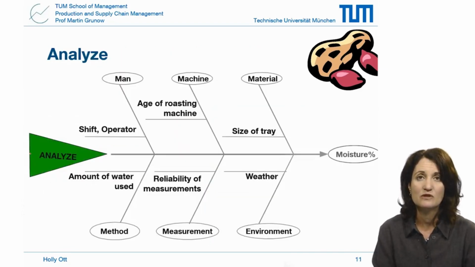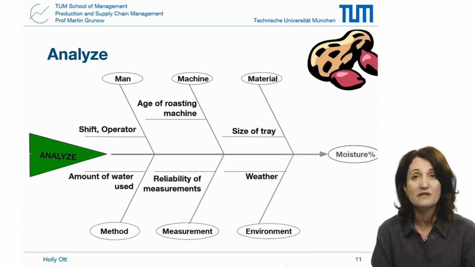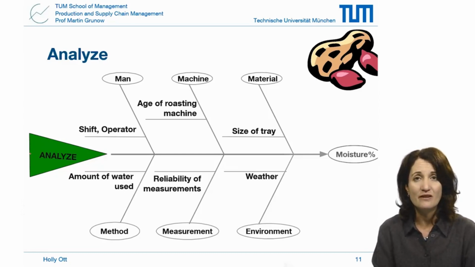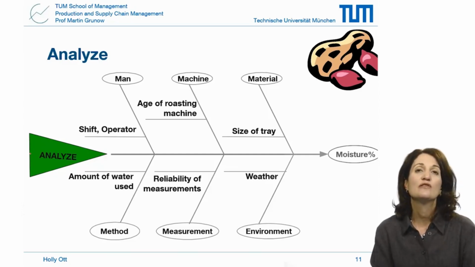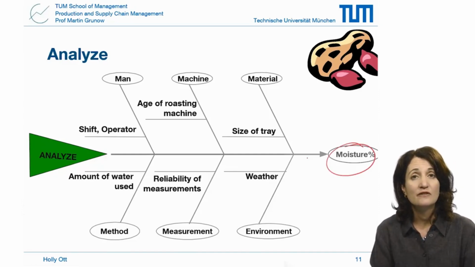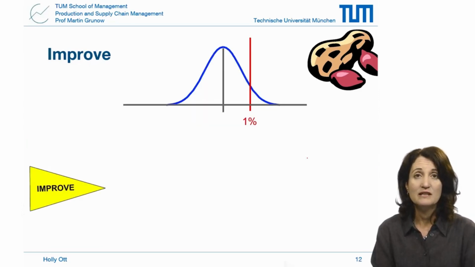In Analyze, we're going to be formulating causal hypotheses. So, what happens if we change an X parameter? What happens to our Y? We're going to be identifying, from all our possible factors, the key factors, the critical few that will affect our moisture percent. And we're going to prioritize the different improvement projects that we think of and perform experiments to test our hypotheses.